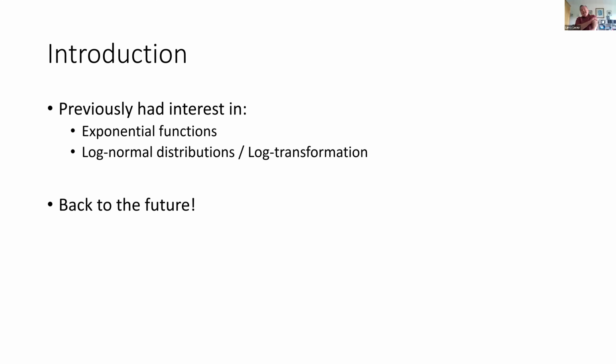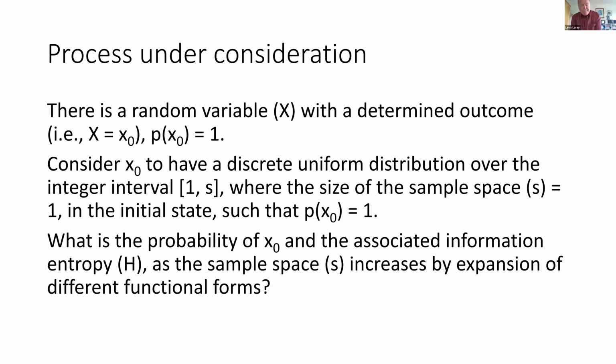Okay, so here is the process I'm going to be considering. As I said, the key word here is process. So let's assume to begin with, i.e. the initial state, we have a random variable with a determined outcome, i.e. it's got a probability of 1. Okay, so that's the initial state, okay? And let's assume that in this initial state, the sampling space is 1, okay? So it's a determined outcome, probability 1.